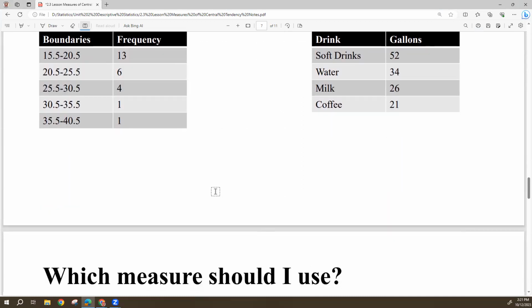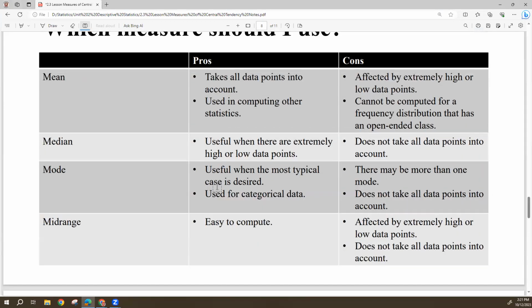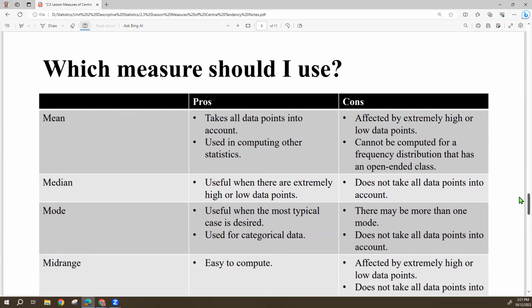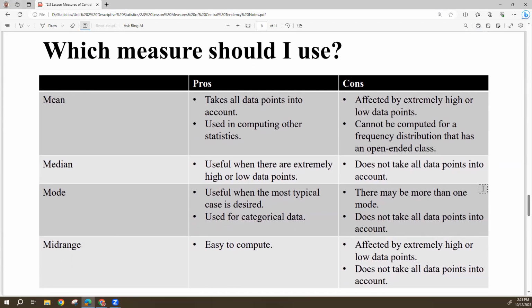I am actually going to skip over this and come back to it because I want to talk about when we should use which type of measure. So I made a list here of pros and cons. We could probably add to these, but these are some important pros and cons.